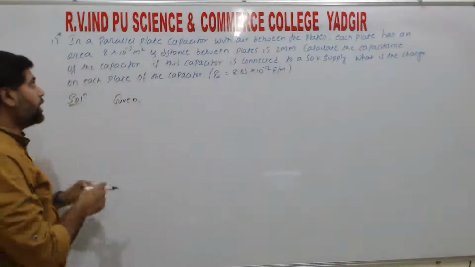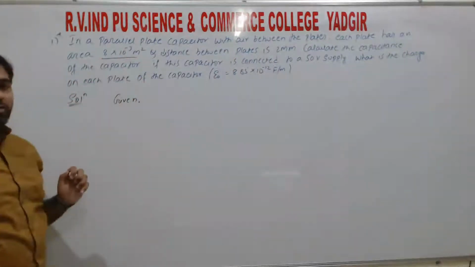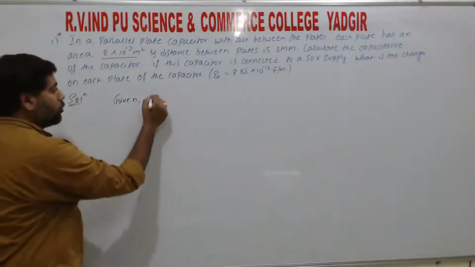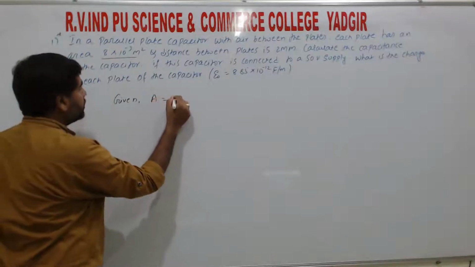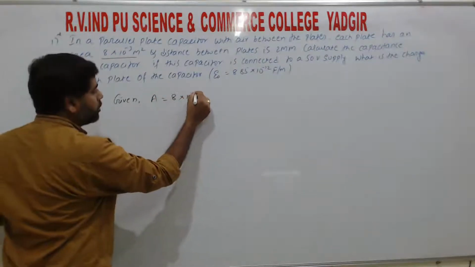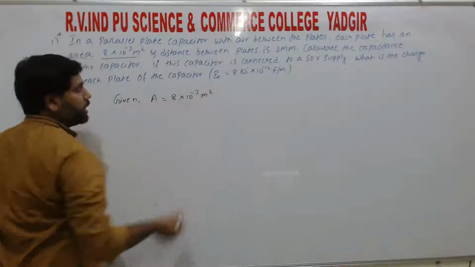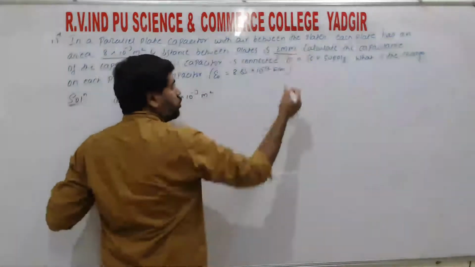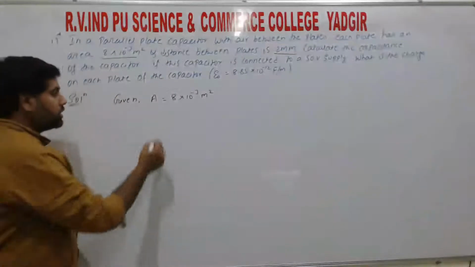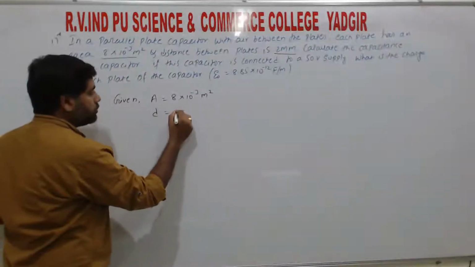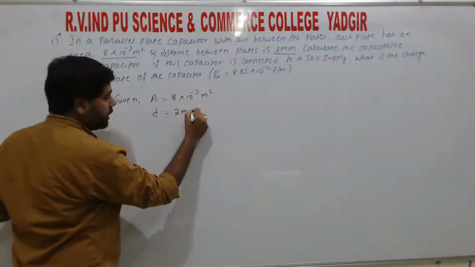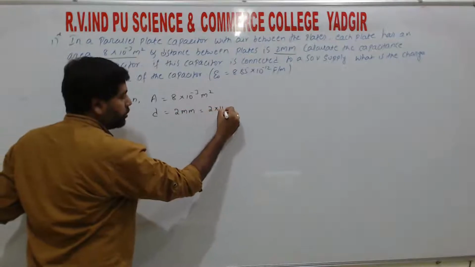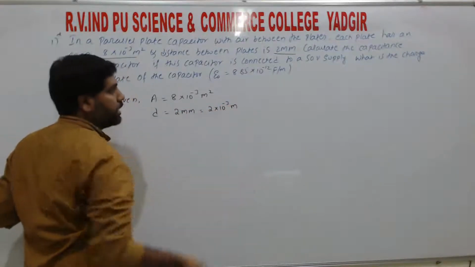So each plate has an area of 8 into 10 to the power of minus 3 meter square. That means the given area A is equal to 8 into 10 to the power of minus 3 meter square. Next, the distance between the plates they have given is 2 millimeter, right? So that is small d, 2 into 10 to the power of minus 3 meter, right?